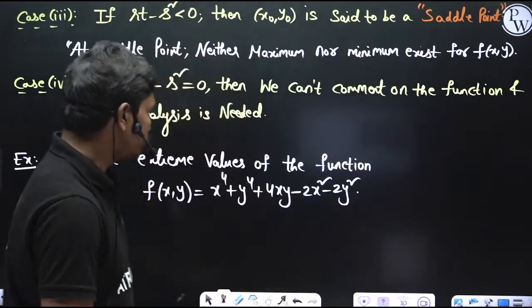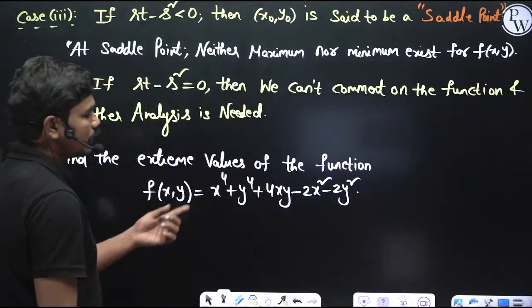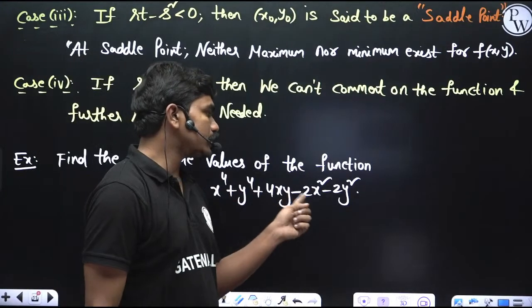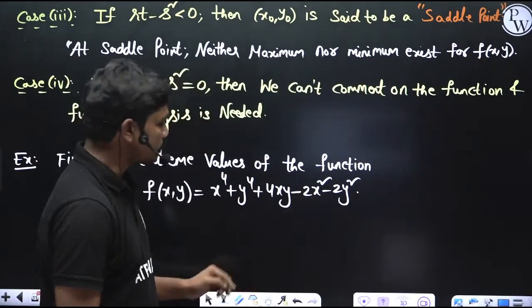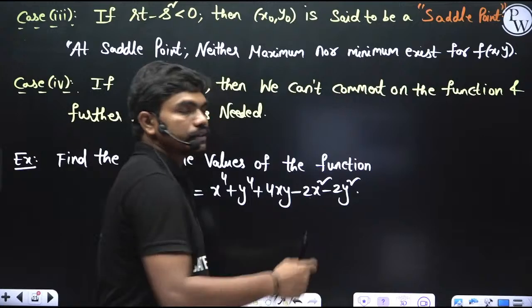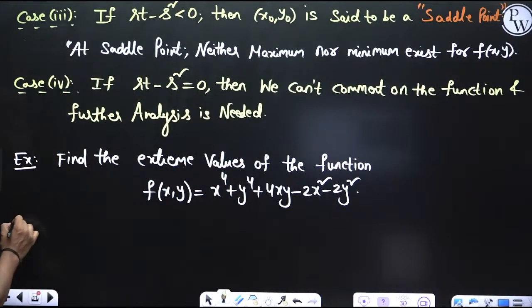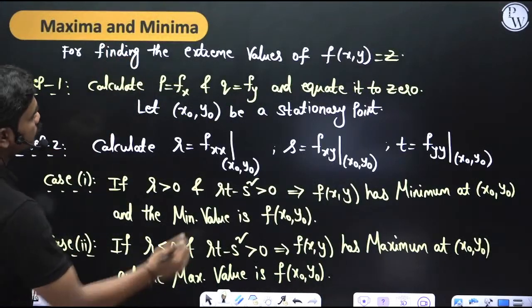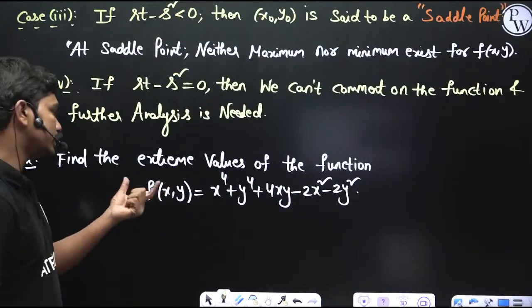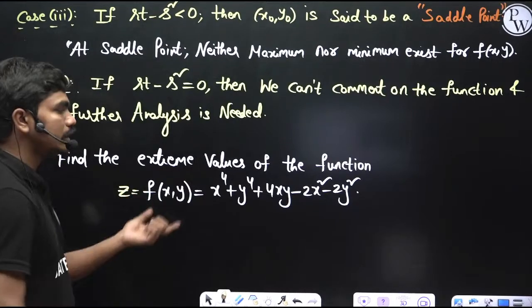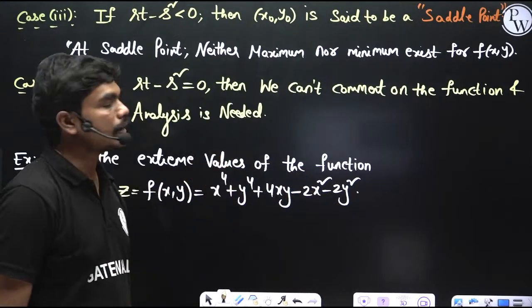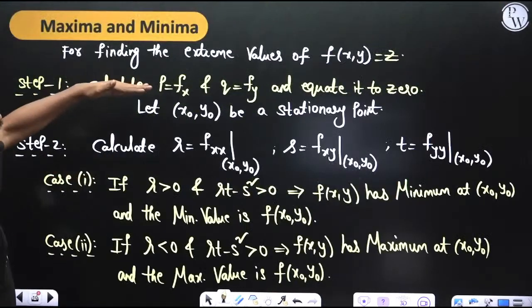So let's see. This is the function f of x comma y is x power 4 plus y power 4 plus 4xy minus 2x square minus 2y square. Let's see the working procedure for the calculation of maxima and minima of this particular case. So let's see the solution and follow this step by step procedure. We have the function z, or basically f of x comma y, equal to some function of x comma y.